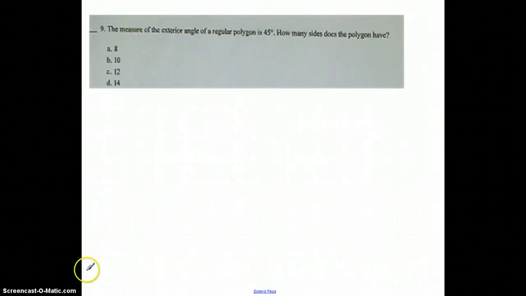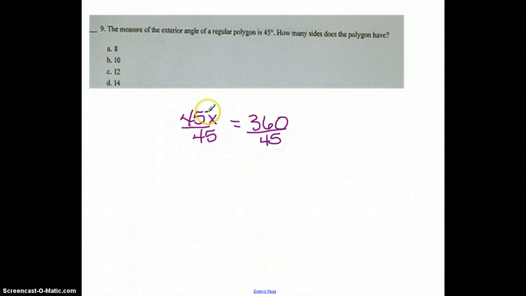Okay, so on this one, it talks about the measure of an exterior angle being 45 degrees. Remember, we say that no matter how many angles you have, they have to total 360. So if your exterior angle is 45, 45 times some number is going to give us 360 degrees. So if I divide both sides by 45, then I'm going to get x equals 8, which means it has to be 8-sided, which really means that 8 times 45 degrees, you have 8 angles that are 45 degrees, should give you 360.